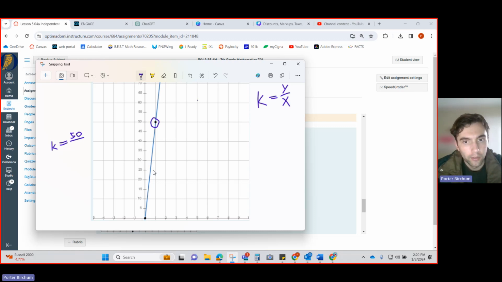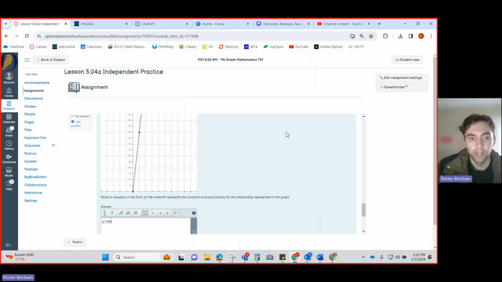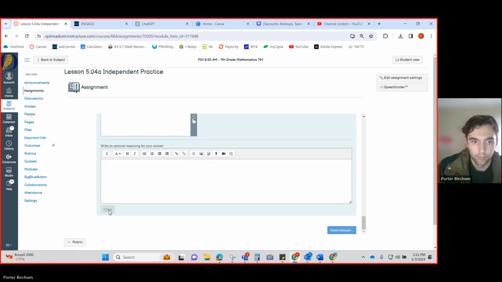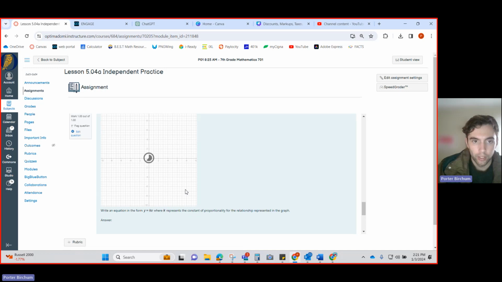What about the x value? How far over do we go for this dot? How far to the left or right do we go? Yep, a little hard to see, but it's positive 1. So 50 divided by positive 1 is 50. So k is 50. Our constant of proportionality is 50. Let's check to make sure.